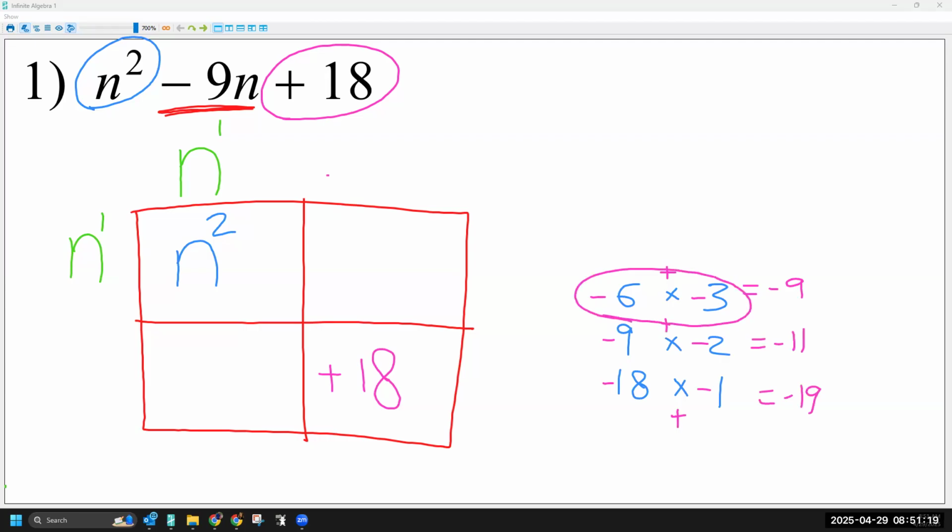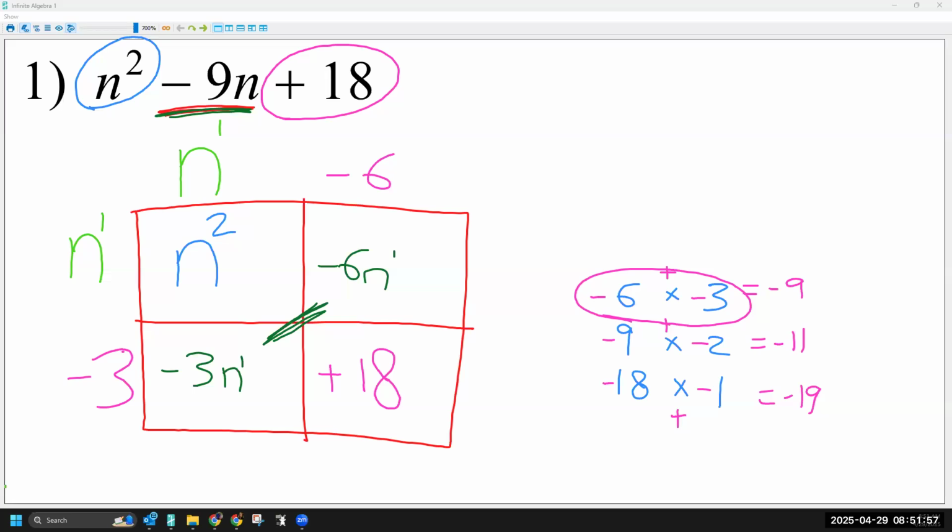So I'm going to put -6 and -3. It didn't really matter which one I put on top and which one I put on the sides. Now, to check and make sure that's right, I can multiply -6 times n, I get -6n. -3 times n, I get -3n. Put a little 1 on both of those. And those two boxes should combine to make that middle term. If they combine to make that middle term, I know I did this correct.